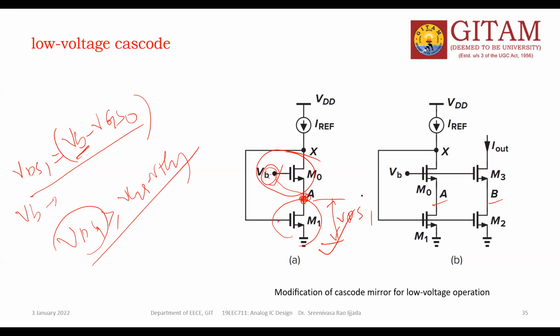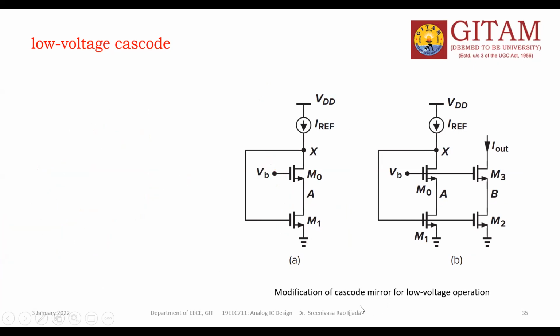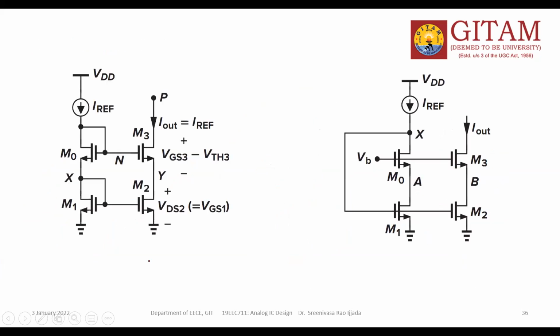Okay. So now connect this branch to the main cascode current source as shown in the figure. After this, connect this one to this one. Then this is the final, the modified cascode mirror circuit. So what was the earlier one? This is our earlier one.